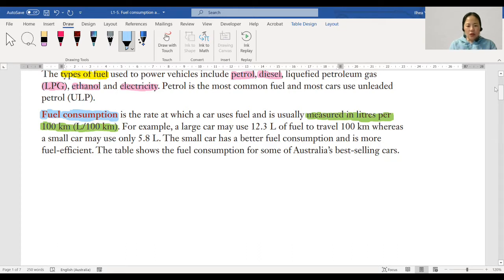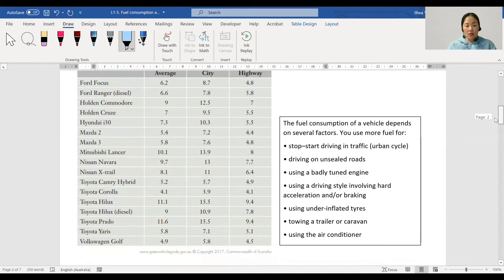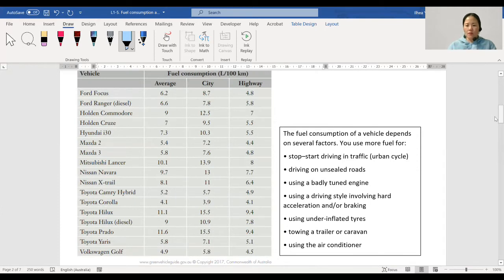The table shows the fuel consumption for some of Australia's best-selling cars. Let's have a look. Okay, mine's a Toyota Yaris, the second last one. And the fuel consumption of a vehicle depends on several factors. You use more fuel for stop and start driving in traffic, driving on unsealed roads, using a badly tuned engine, and so on.